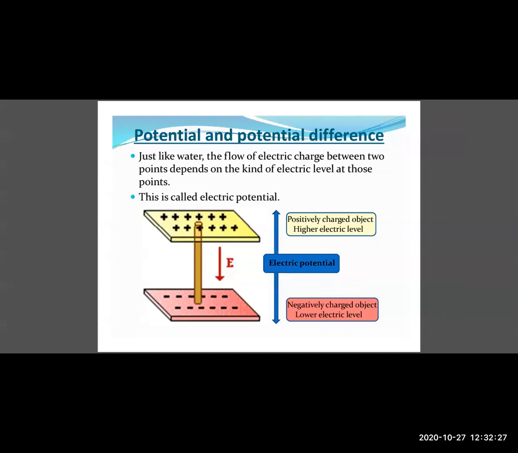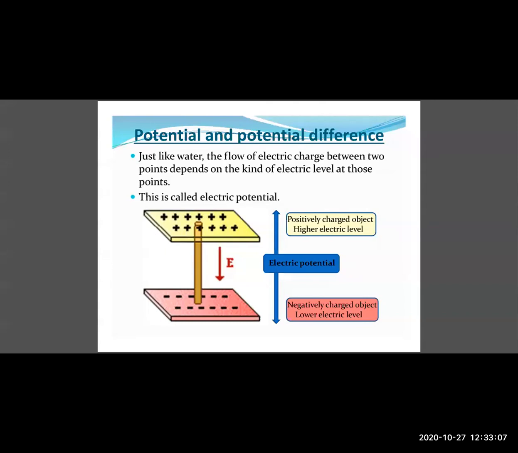By convention and by rule, the positively charged object is always considered to be at a higher electrical level, and the negatively charged object is always considered at a lower electrical level. As in the case of water, as water flows from a higher level to a lower level, in the same way electricity will also flow from a point of higher electrical level to a point of lower electrical level, as shown by the red arrow. In this case, the electricity will flow from the yellow colored positively charged object to the red colored negatively charged object.